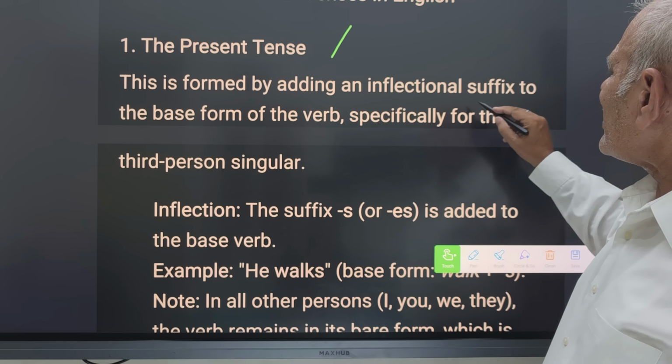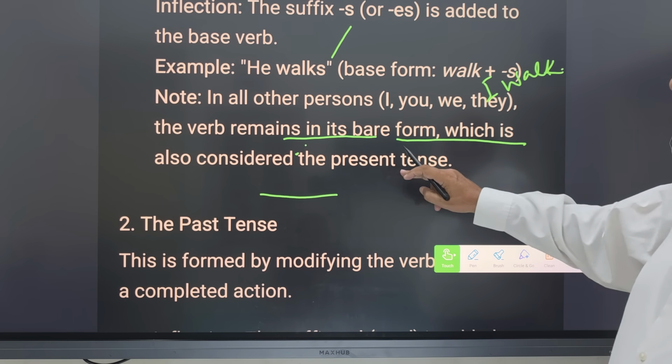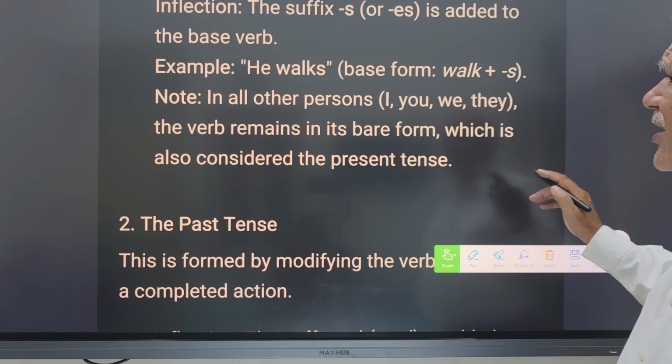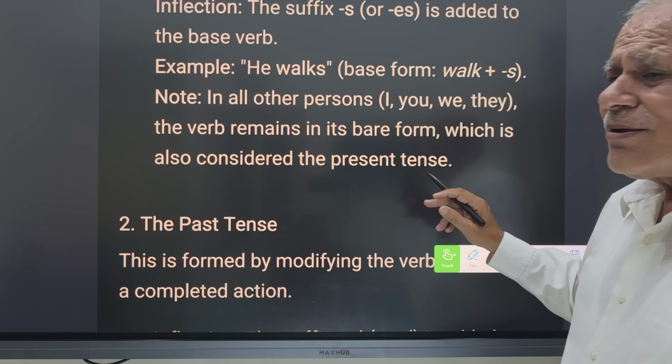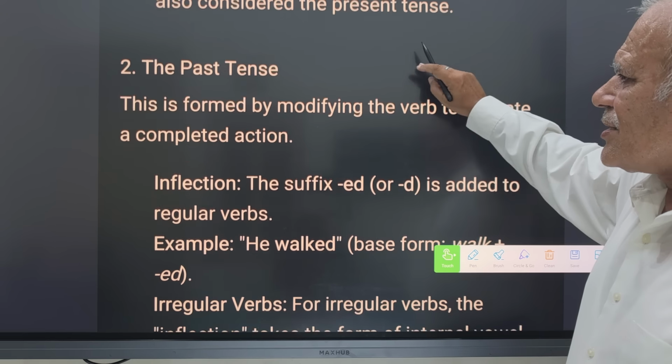Base form walk plus s. Note that in all other persons, I, you, we, they, the verb remains in its bare form. Bare means there is no need to add anything, which is also considered the present tense. Now the past tense. This is formed by modifying the verb to indicate a completed action.